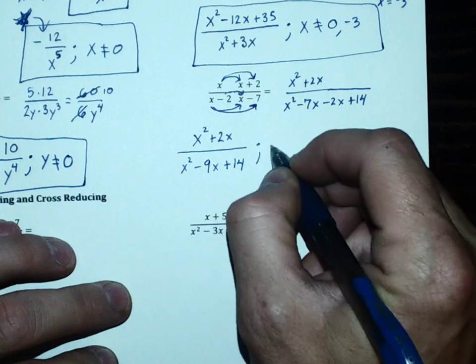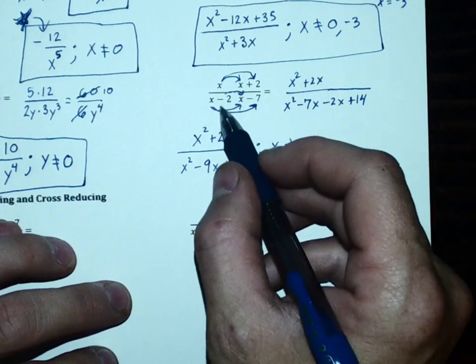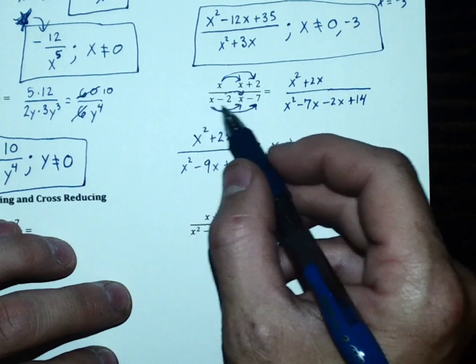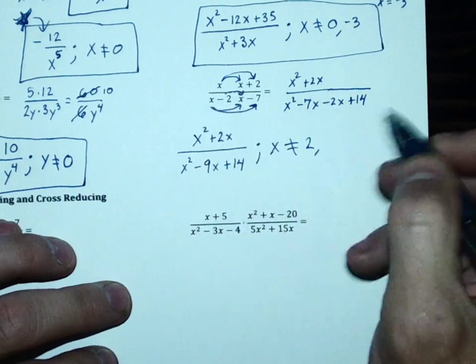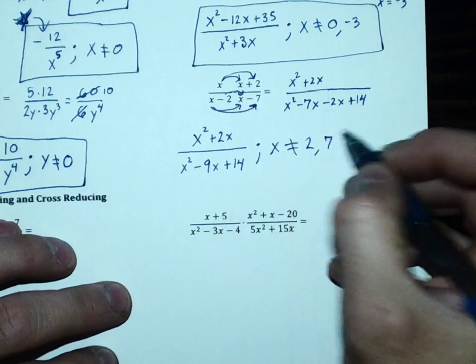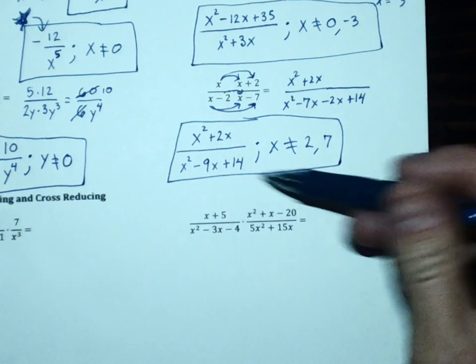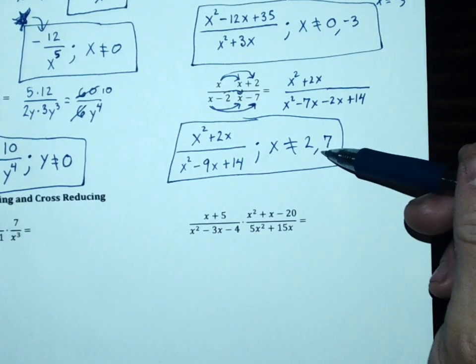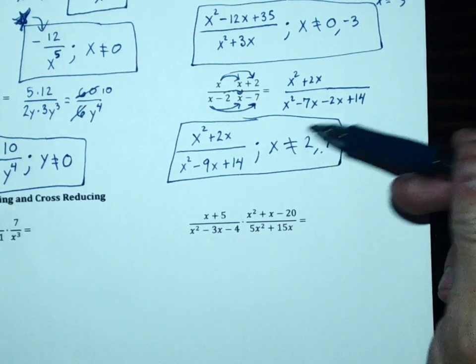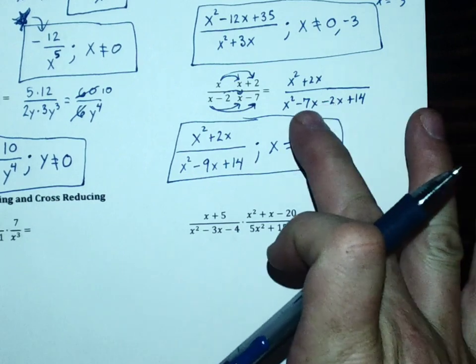But what can x not equal? What would make this equal 0? Well, positive 2. What would make this equal 0? Positive 7. So the restrictions on your variable would be 2 and 7. You cannot plug these numbers into the statement.